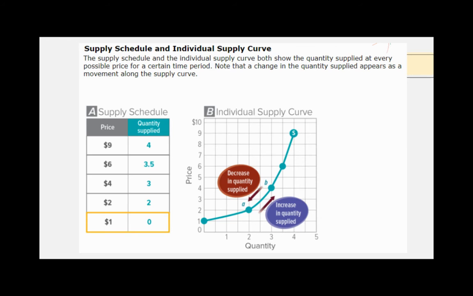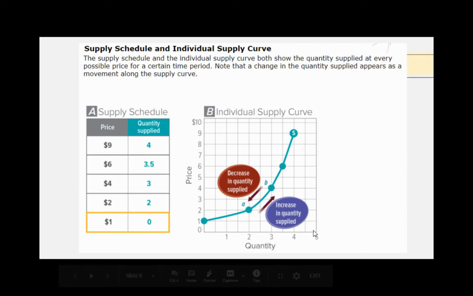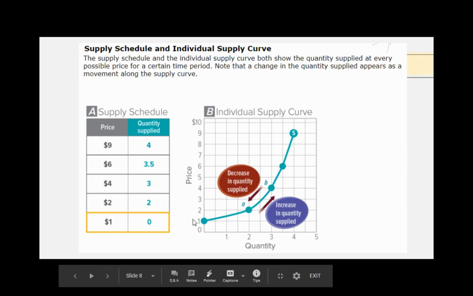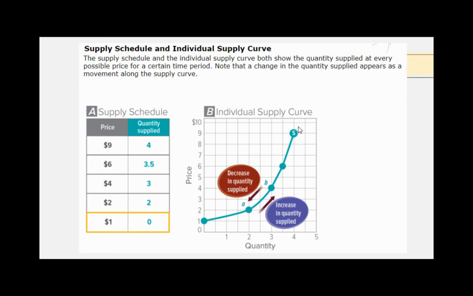So the demand curve looked opposite, right? For you guys online, if you remember the demand curve, it went this way. It went down. The supply curve goes up because we're not looking at the consumer. We're looking at the producer at this point.